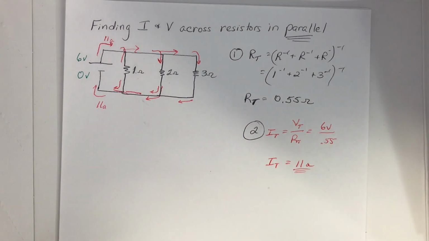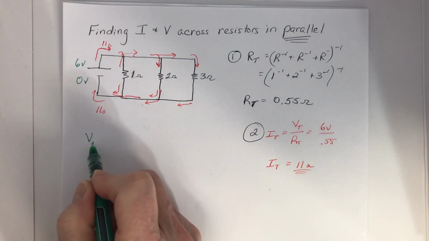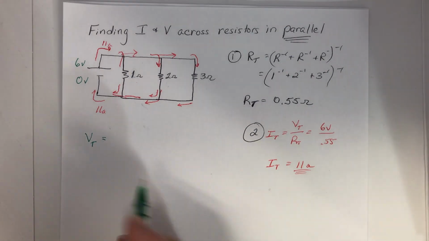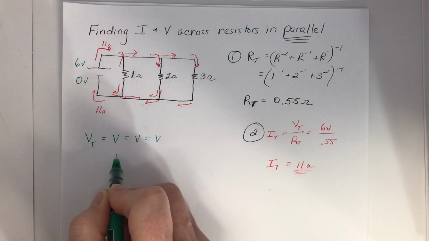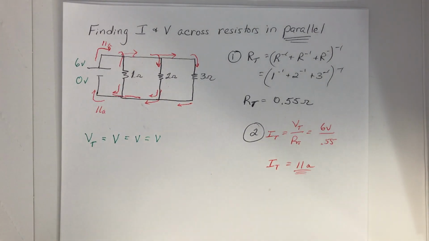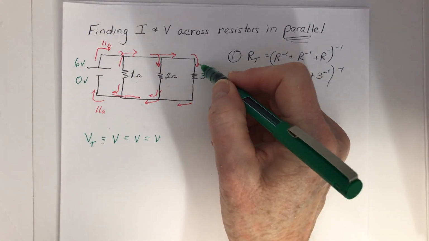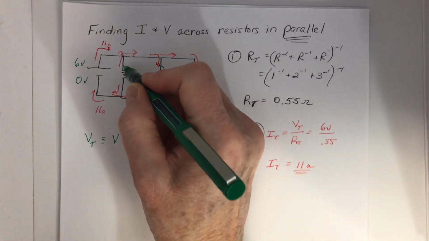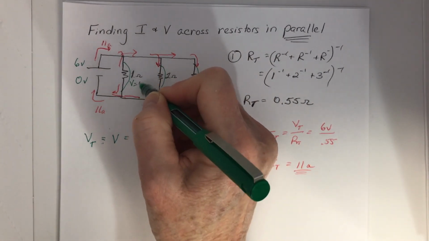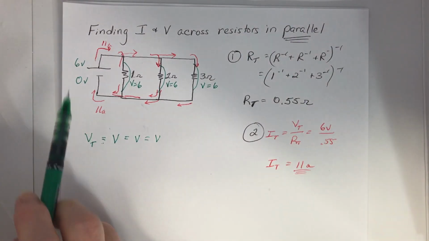This is where you need to know in your head, you've got to know this, that in a parallel circuit, the total voltage drop for that parallel section is equal to the voltage drop across each branch. In series, it was additive. Here, it's equal. So the voltage drop across this one and across this one and this one is all 6 volts. They are equal to the total.